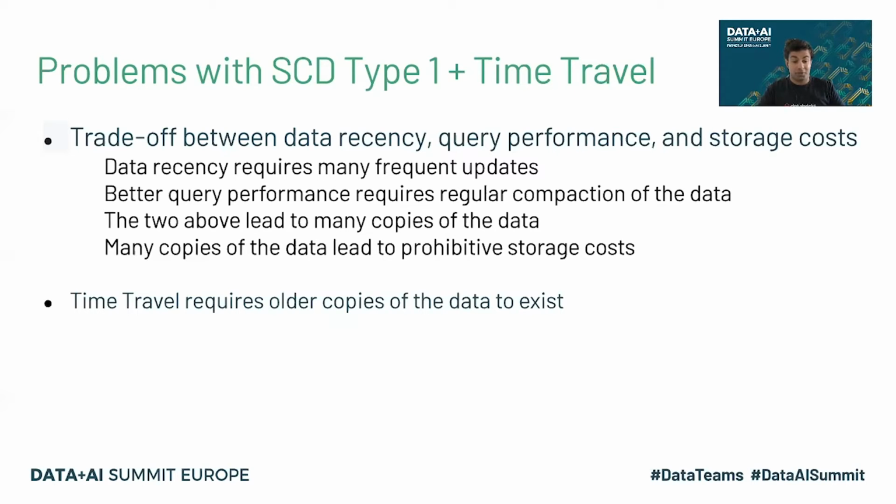So in order to do time travel, I would actually need to go back to the state where I read the file that contains the 10 records, which is not desirable. Because many copies of that data lead to prohibitive storage costs. And this is because with Delta snapshot isolation, we need to have access to the oldest files, or the original files, to be able to actually time travel.